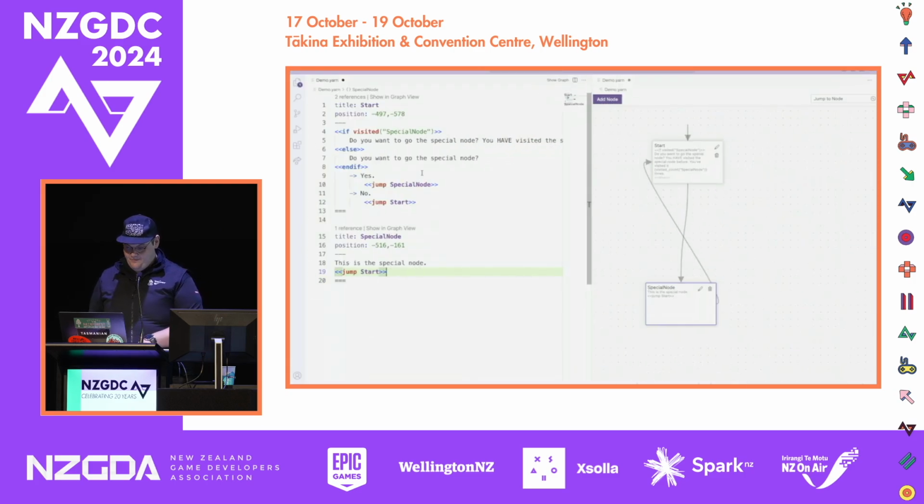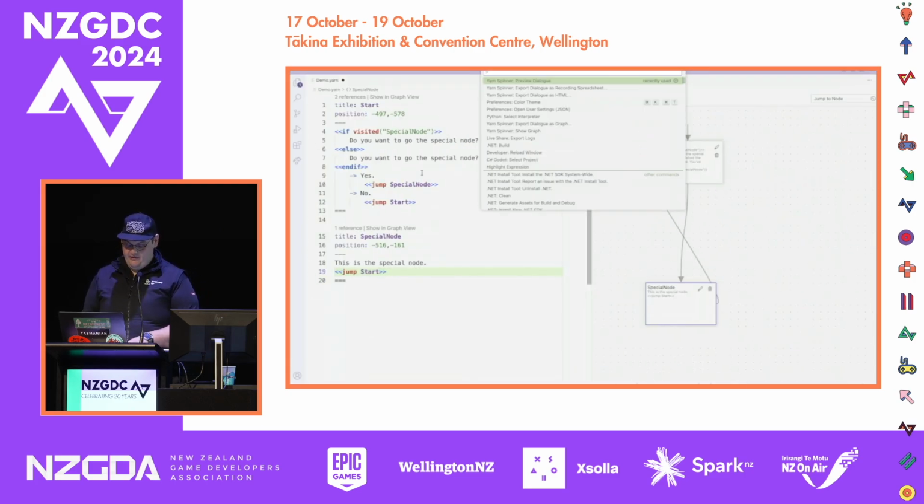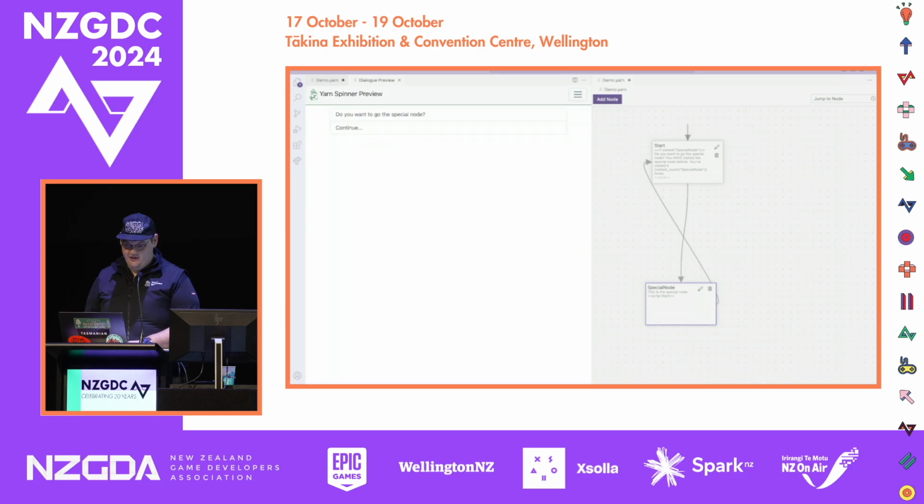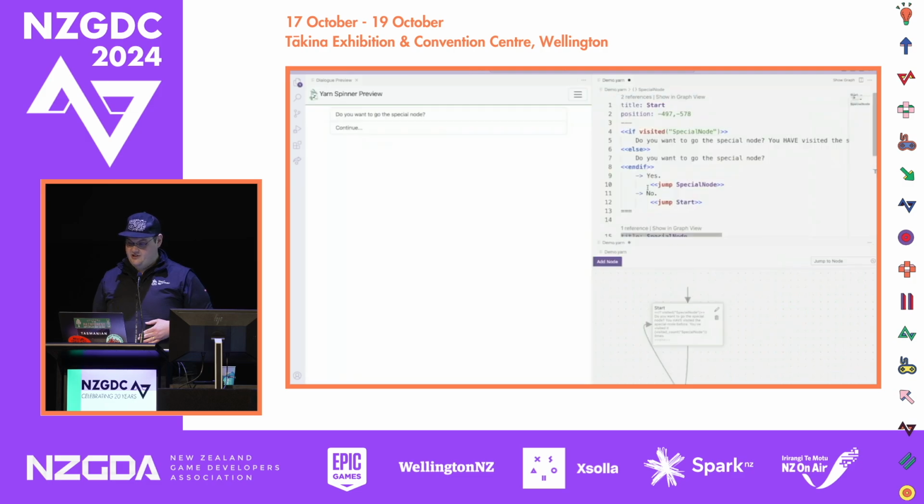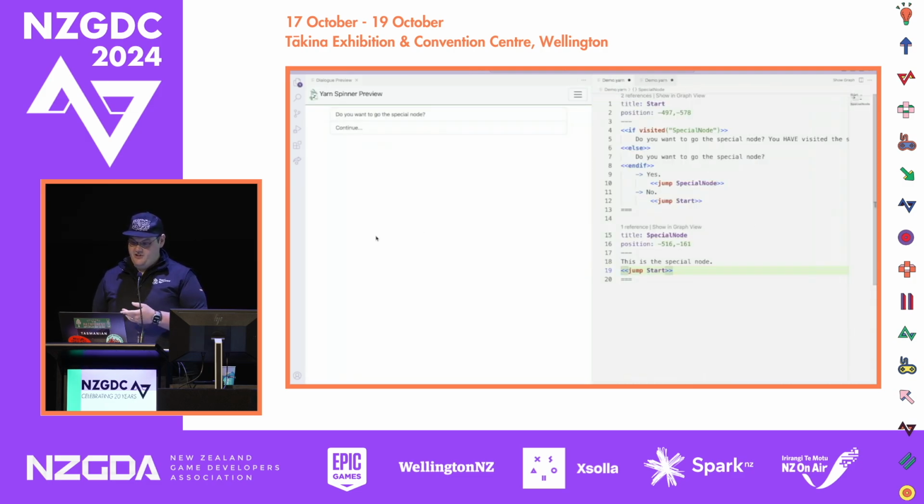So if I run this by going command shift P and going preview dialog, you'll see, do you want to go to the special node? If I say no, it'll just take me back to the front. I'm going to put this over here so you can see actually. So, how exciting. Do you want to go to the special node? No. And it jumps back to the start. So it's going to keep asking the same question until I do something, because we can jump to the same node.